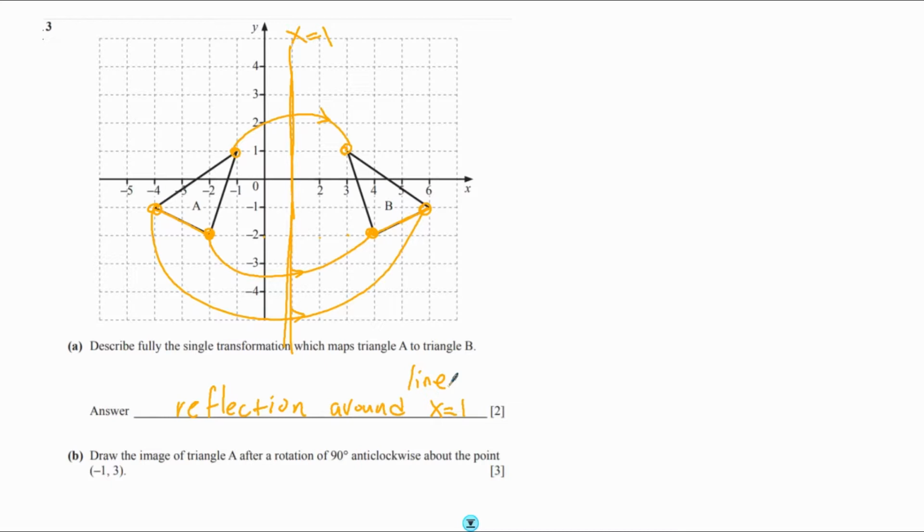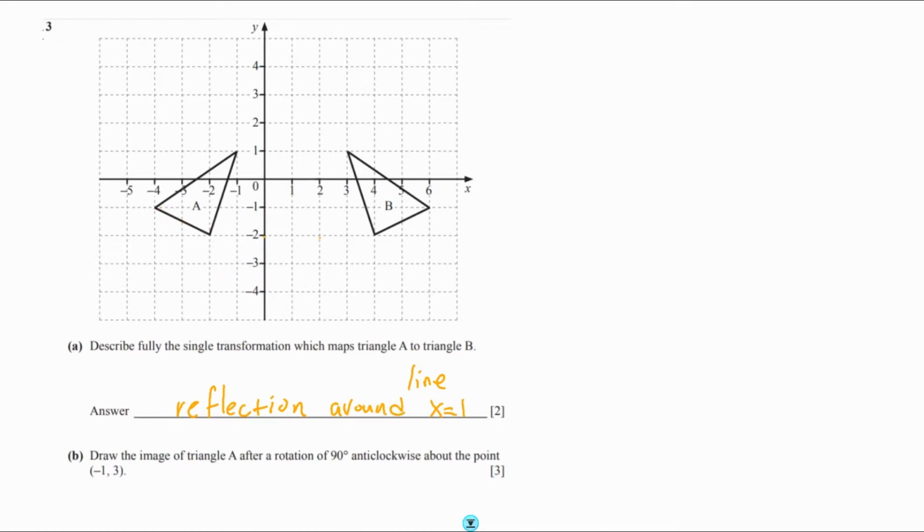Now going to the next part: draw the image of triangle A after a rotation of 90 degrees anti-clockwise about the point (-1, 3). So I'm just going to clear this part so we have a clean board to discuss how to solve the second part of the question.